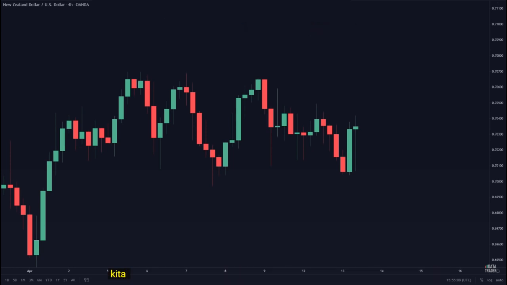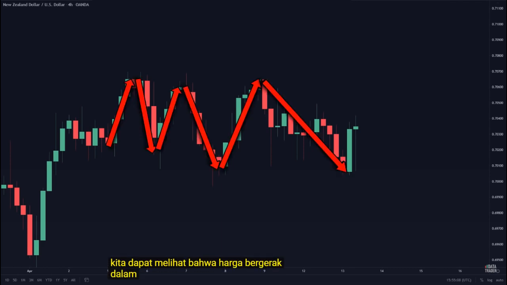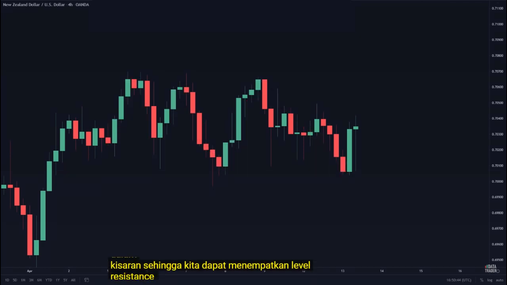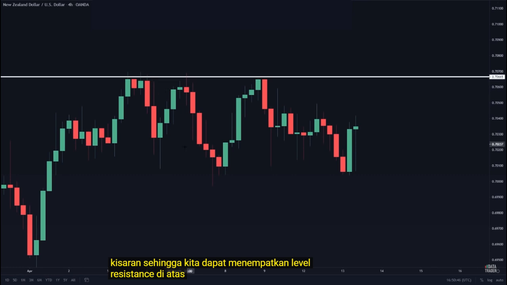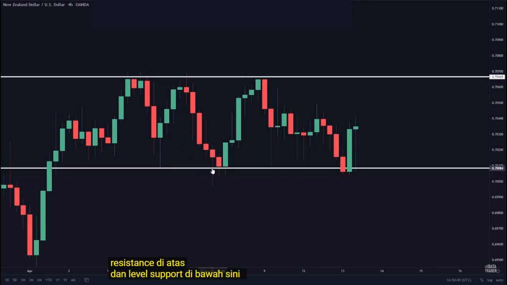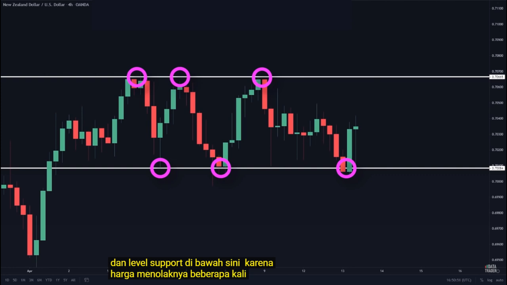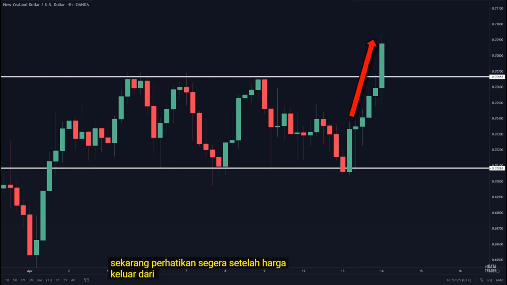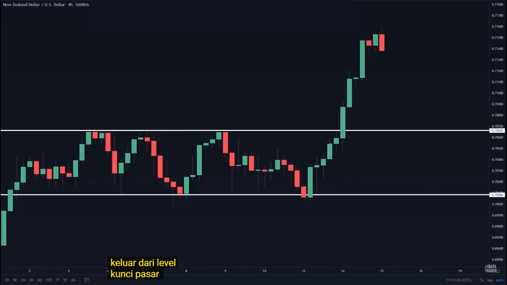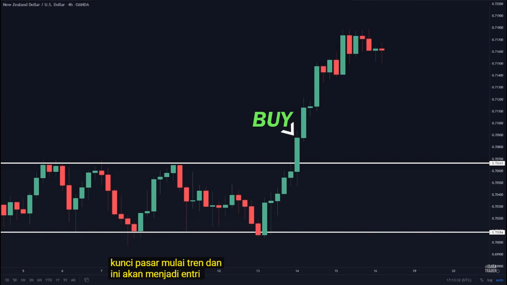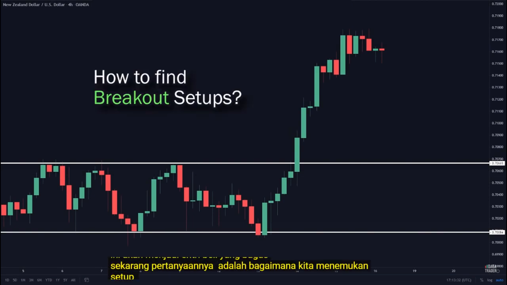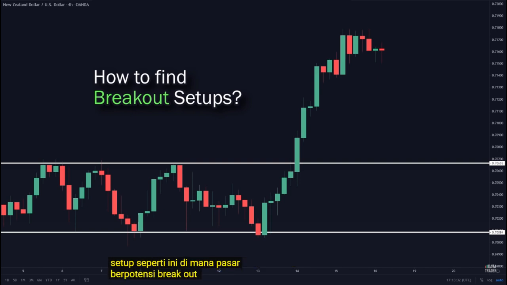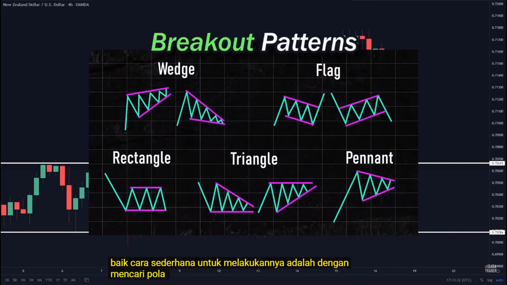Let me show you an example. So in this chart, we can see that the price is moving within a range. And so we can place a level of resistance above and a level of support below here, as price rejected it multiple times. Now notice, as soon as the price broke out of the key level, the market started trending, and this would have been a good buy entry. Now, the question is, how do we find setups like this where the market can potentially break out? Well, a simple way to do that is by looking for breakout patterns.